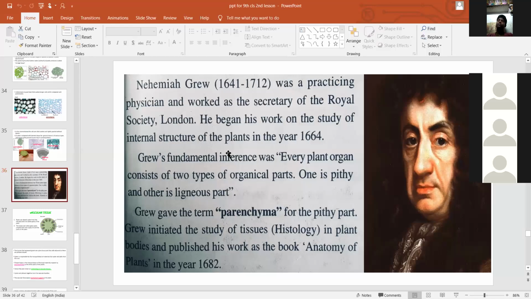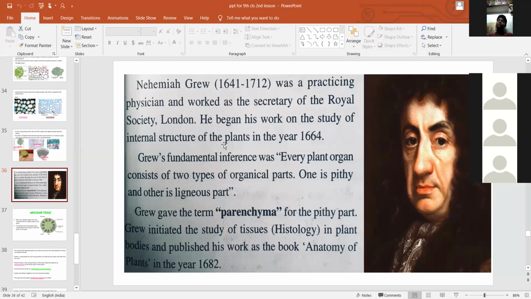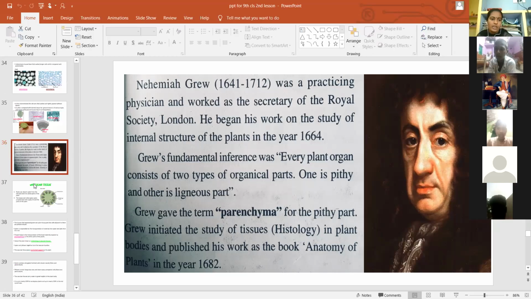He studied the internal structure of the plant body and concluded the study of tissues. The study of tissues is called histology. He published the book named Anatomy of Plants.